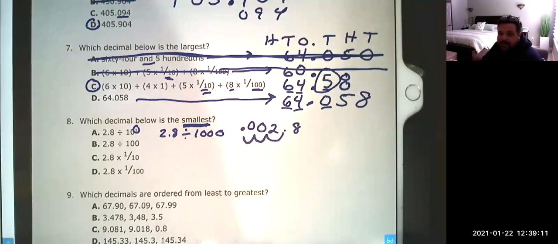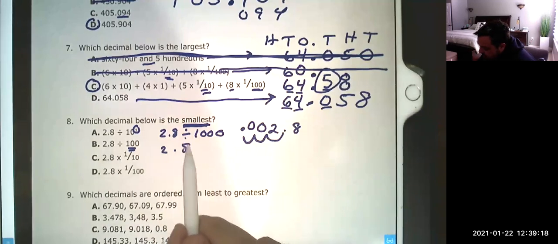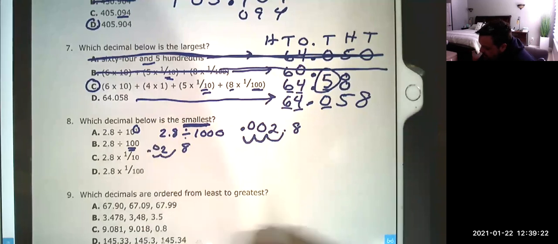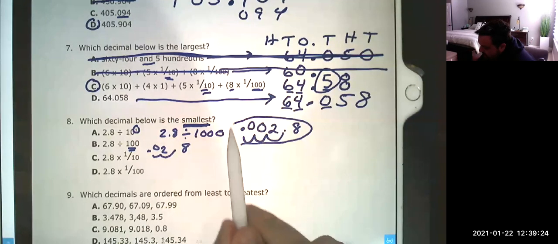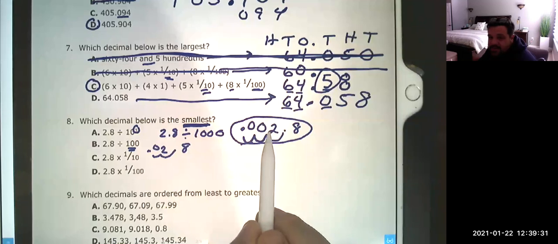So that's pretty small. Now, you're moving the decimal the same way when you divide. So this would be 2.8, but you're only moving 2 zeros, 1, 2. So as you can see, this number's still smaller, right? Because remember, this has got a 2 in the hundredths place. This has got a 0. So this number's still smaller.